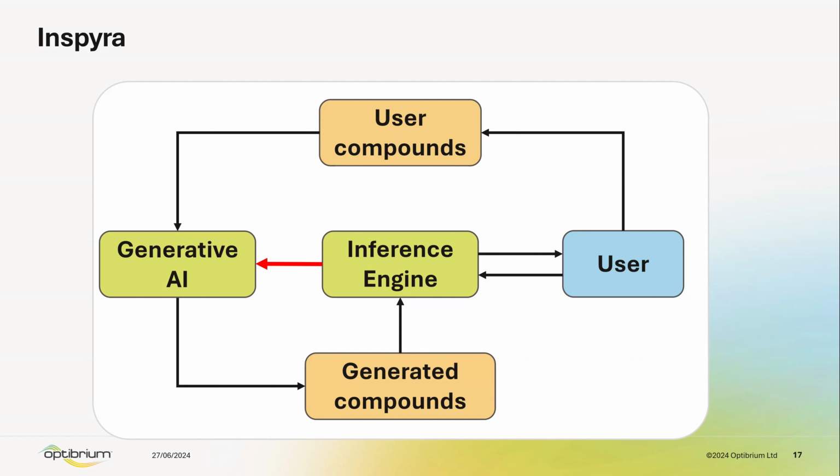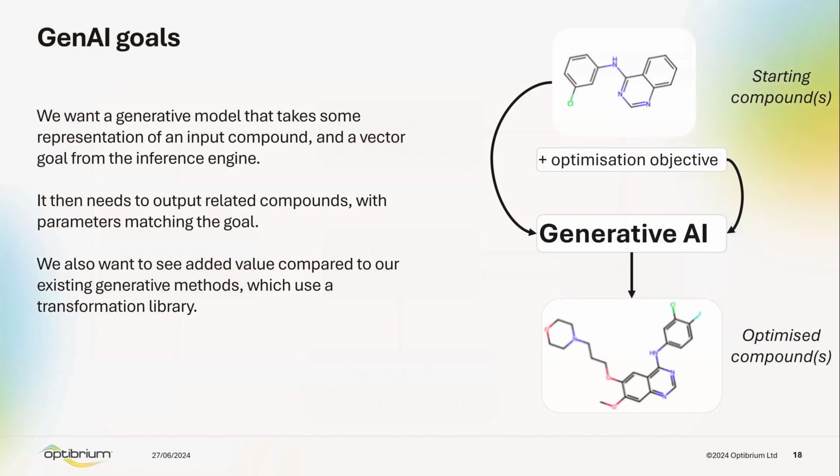So how do we go about designing a system that can do this? How do we design a machine learning model that can produce compounds optimized for some goal? As I said before, what we want is a generative model that can take some representation of an input compound, compounds from the user's starting data set, and a goal of parameters learnt by the inference engine that say what the user is looking for, say they want hERG to go down. Then it needs to output compounds that are related to the starting compounds, but with optimized parameters, parameters matching the user's goals.